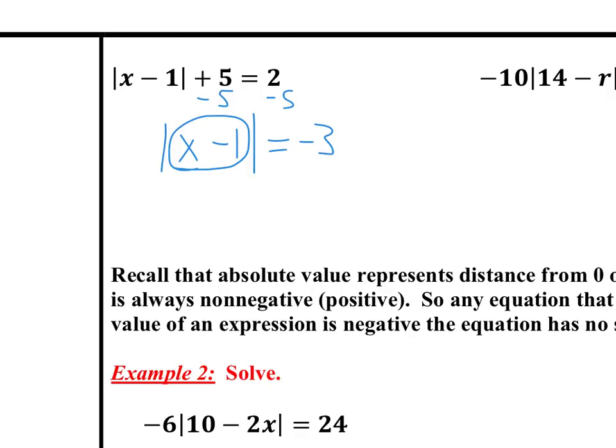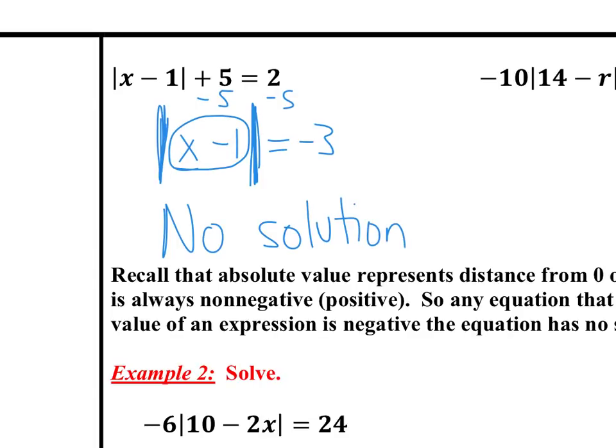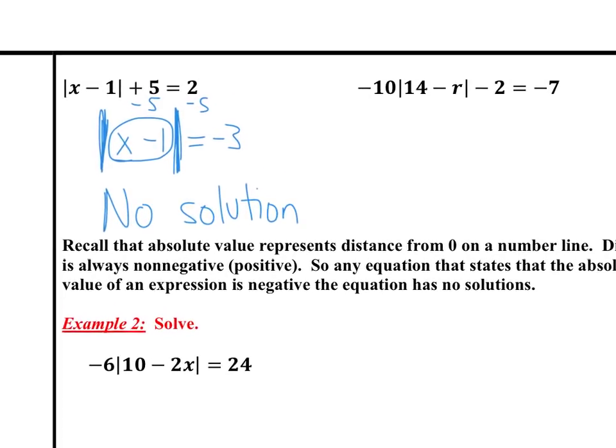Because you've gotten it to where it's just the absolute value bars and it equals a negative number, that's not possible. So this is going to be no solution. You have to get it down to just the absolute value first before you can make that decision, though. If we had started this problem, we couldn't have decided then. Let's look at the next one and see if it has a solution.